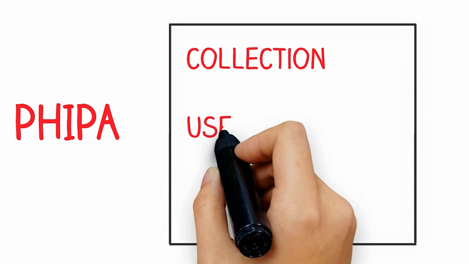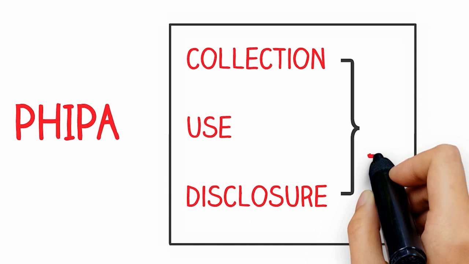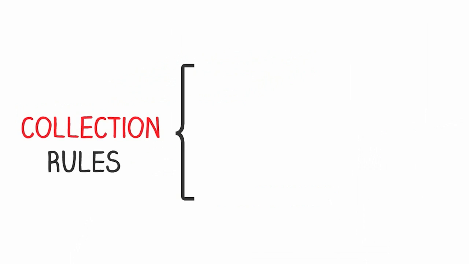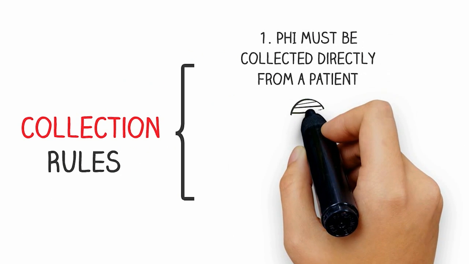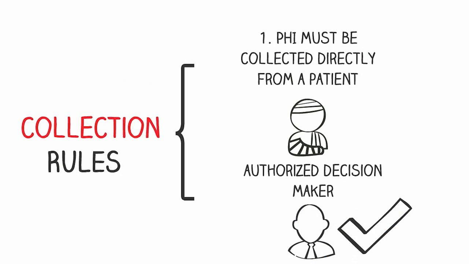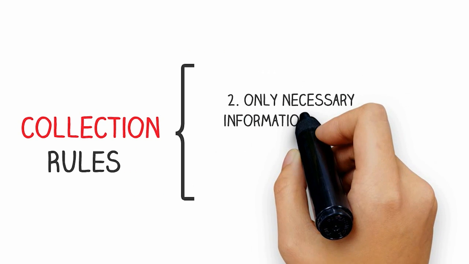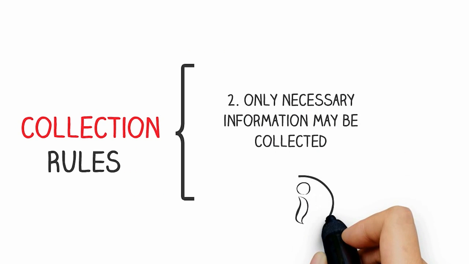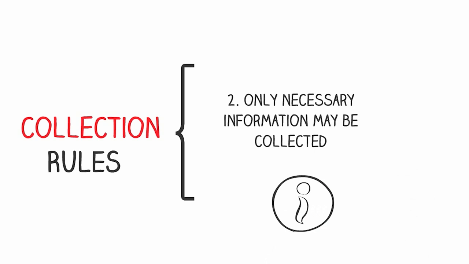PHIPA defines guidelines for the collection, use, and disclosure of PHI. The rules pertaining to collection are: PHI must be collected directly from a patient or an authorized decision maker, and no more information than necessary to perform the required healthcare may be collected.